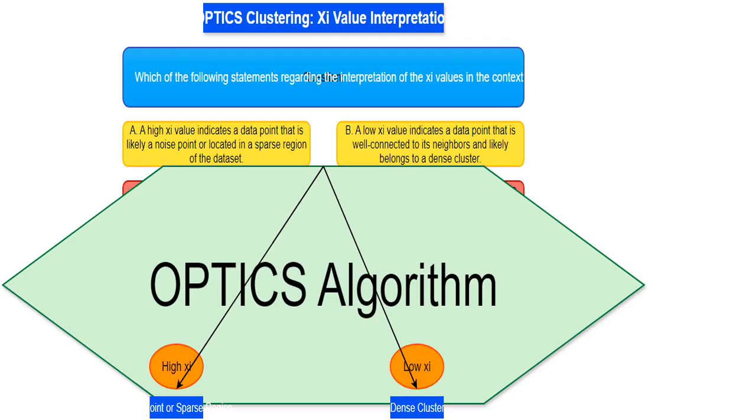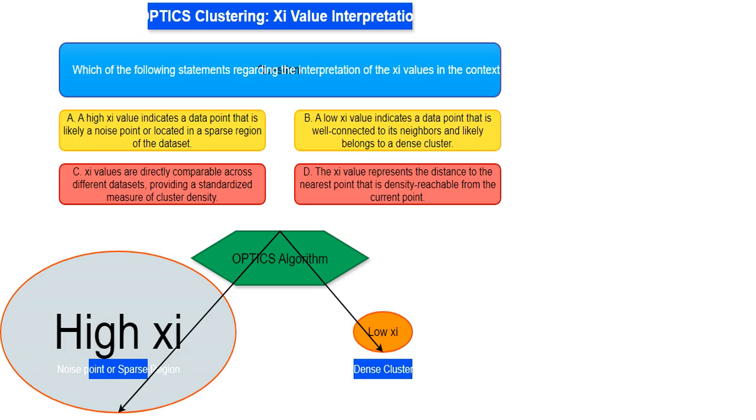A high Xi value means a data point is far from its nearest tightly packed neighbors. It's like an island, isolated. This suggests it's either noise, a random data point, or in a sparse area of low density. Think of it like a lone tree in a vast desert. A high Xi value indicates that a data point is either noise, meaningless data, or located in a sparse area, where points are spread far apart and not tightly clustered.